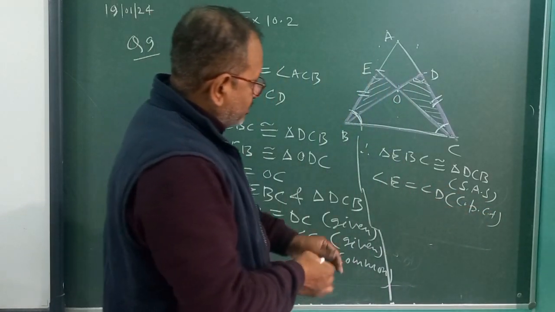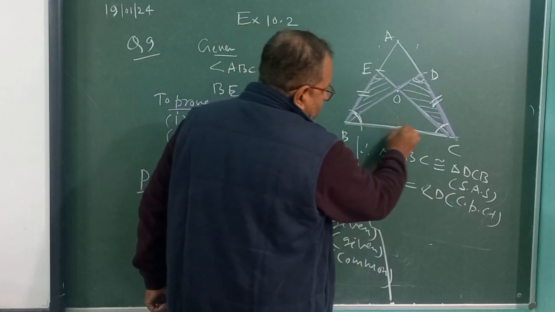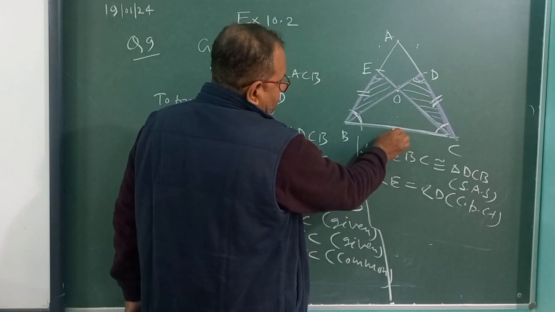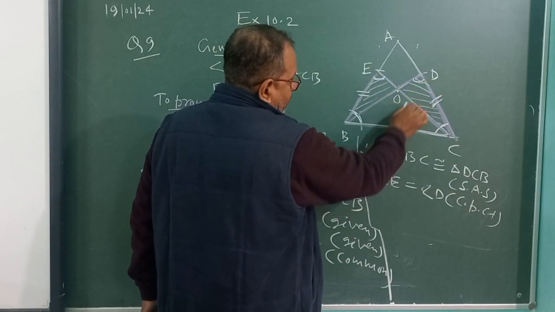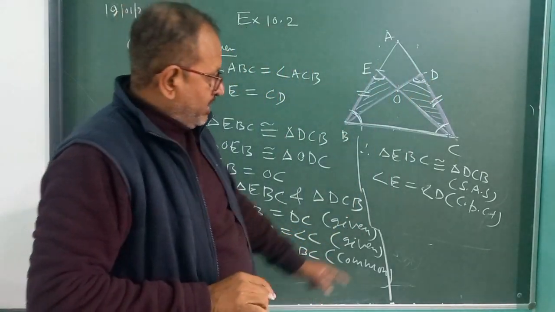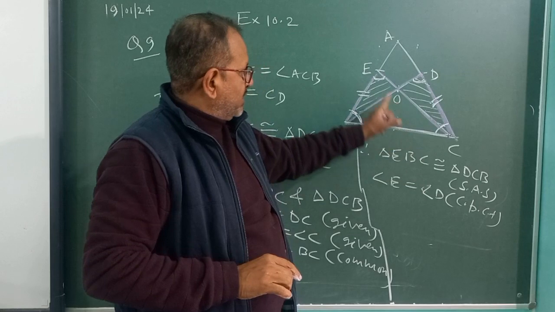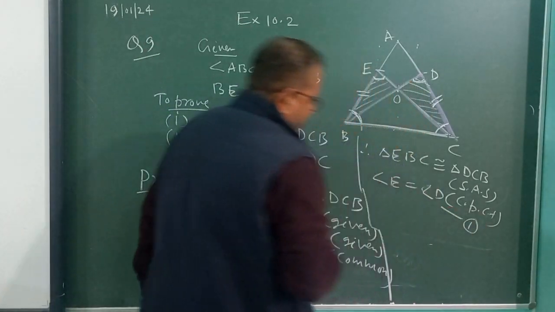Why is angle E equal to angle D? BC is common side in both the triangles. So BC opposite angle is angle E, and in the second triangle BC opposite angle is angle D. So E and D both will be equal. We have to use this result in next proving. So make it number 1.